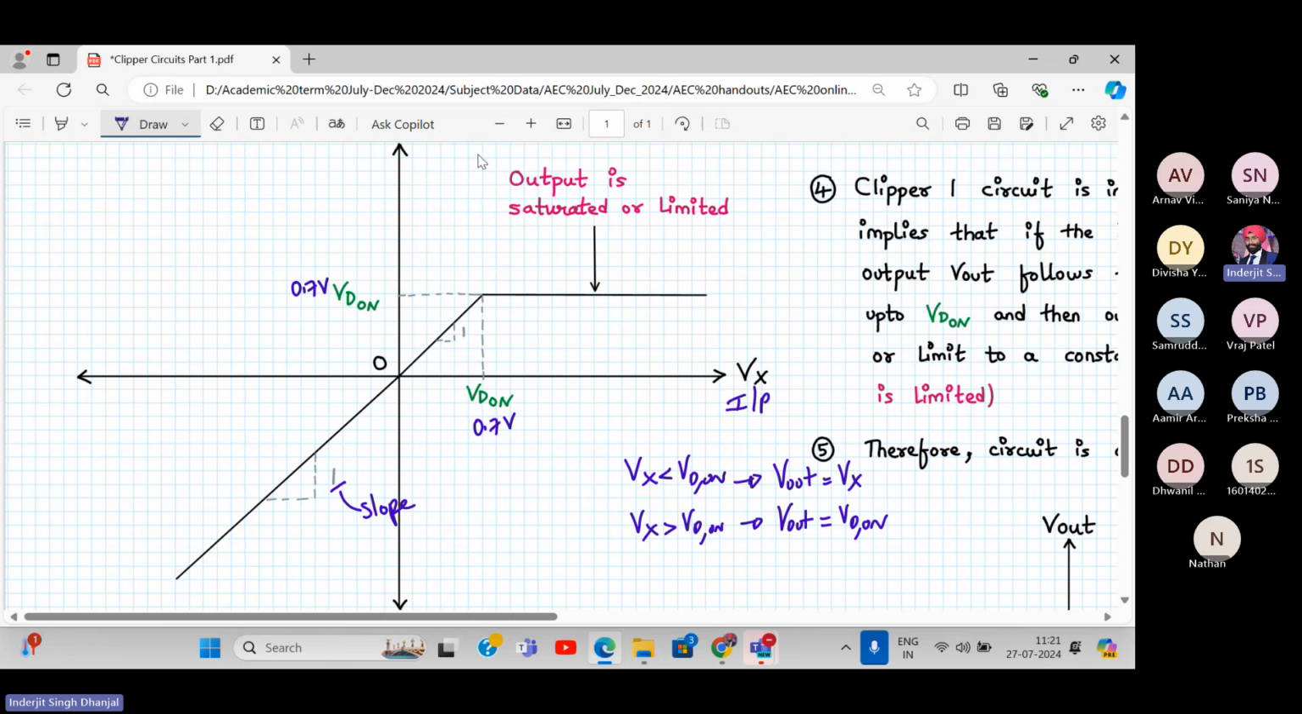So from here, we can say if I have a dotted line over here, on the left hand side of this dotted line, I have my diode off. And on the right hand side of it, my diode D1 is on. And what happens when the diode D1 is on? Whenever Vx is greater than Vd on, my output is equal to Vd on. That is, our output is equal to 0.7 volts. So this is how we can plot the VTC curve. This is my VTC curve.